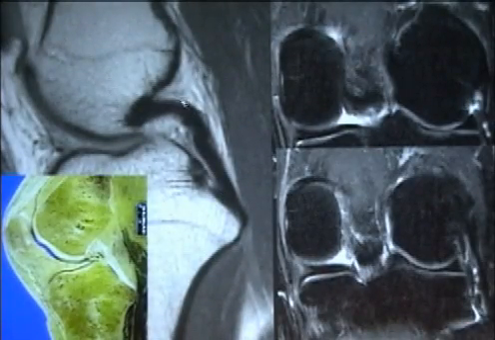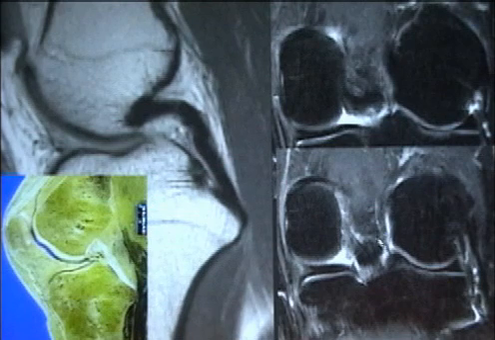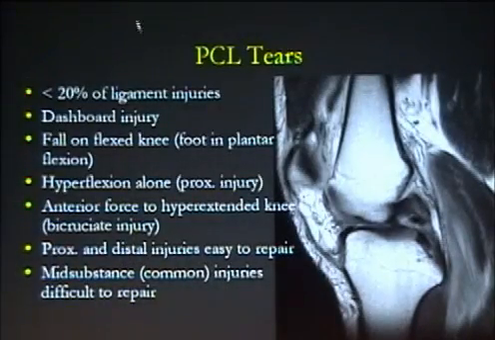On MR images, it looks very low signal intensity, black in appearance here on the gross specimen, and on coronal images, very easily seen. But this nice low signal intensity structure, very easy to see on MR. It accounts for less than 20% of ligament injuries, commonly injured in what they call the dashboard type of injury, where the knee is flexed and there's a posteriorly directed force or a fall on a flexed knee.